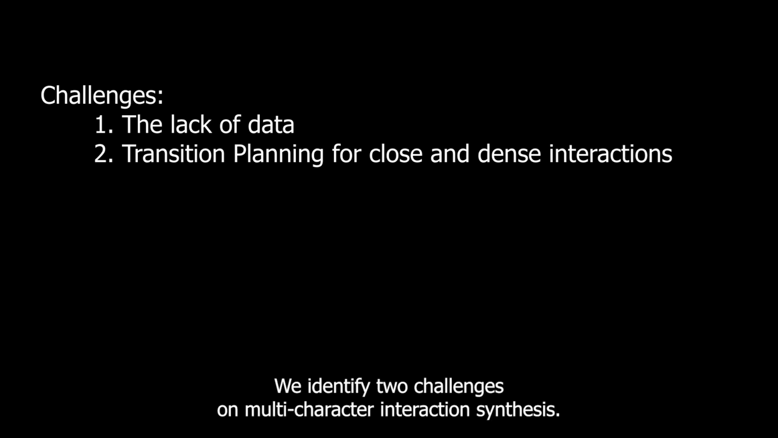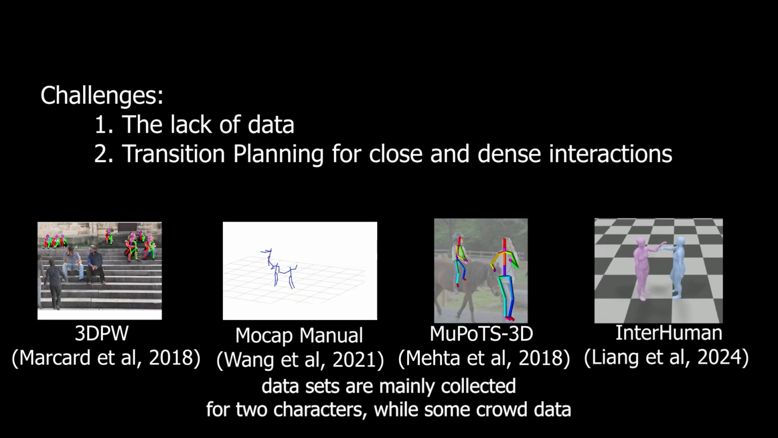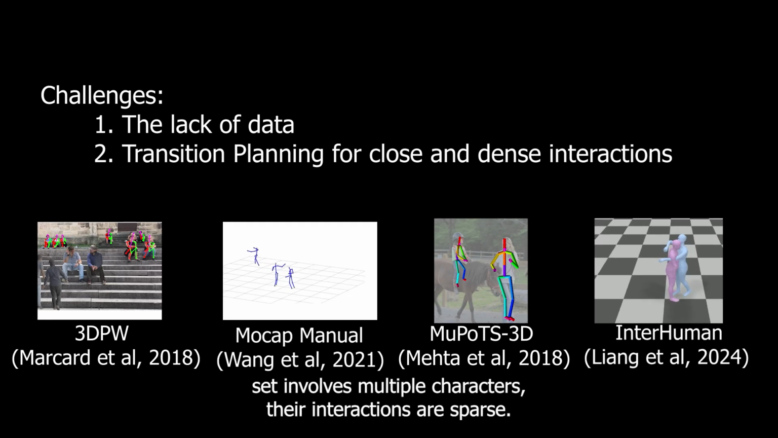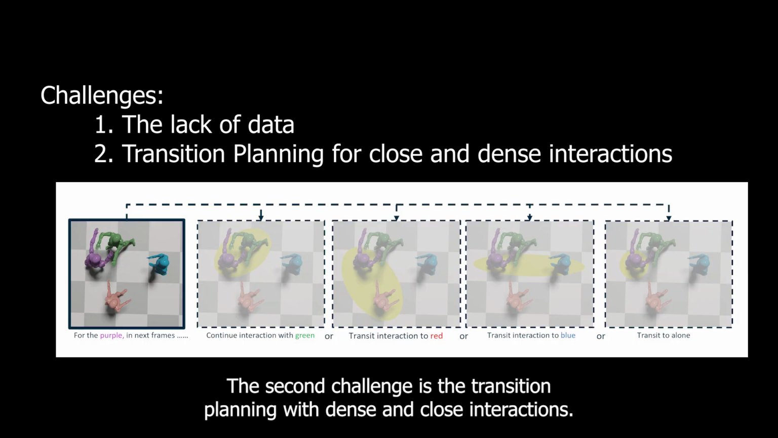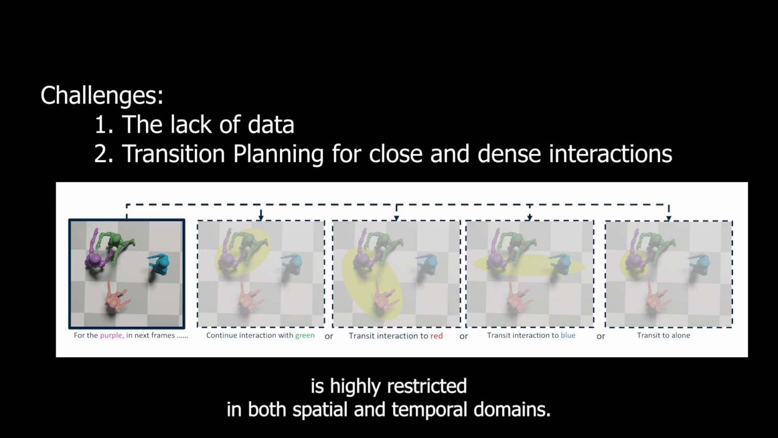We identify two challenges in multi-character interaction synthesis. The first one is the lack of data. Existing interaction datasets are mainly collected for two characters. While some crowd datasets involve multiple characters, their interactions are sparse. The second challenge is the transition planning with dense and close interactions. Scheduling suitable transitions for multiple characters is highly restricted in both spatial and temporal domains.